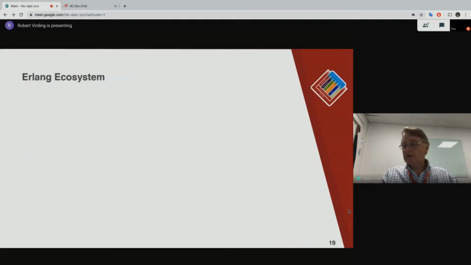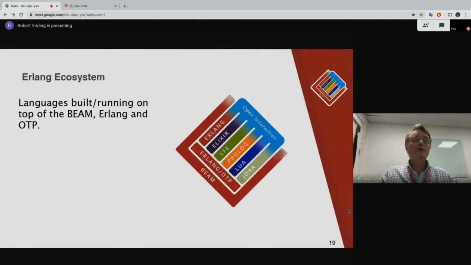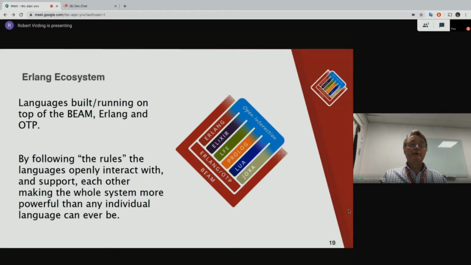So that gets us to what we call the Erlang ecosystem. And what is it? Well, it's a set of languages built on top of the beam, on top of Erlang, on top of OTP. And this is the logo for it, you might say. And of course, there's Erlang there and a number of other languages. I'll mention a few of these. The thing here is, these implementations of the languages follow the rules and work in the right way. They can openly interact and support each other, which means you can have mixtures of systems running, which you do today. It means the whole system can be more powerful than any specific language.